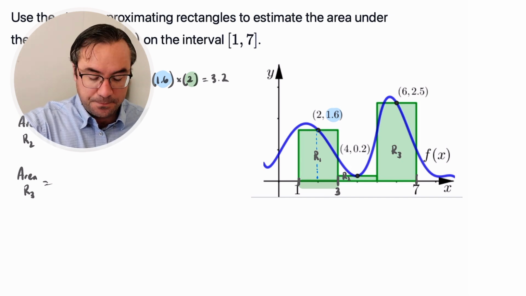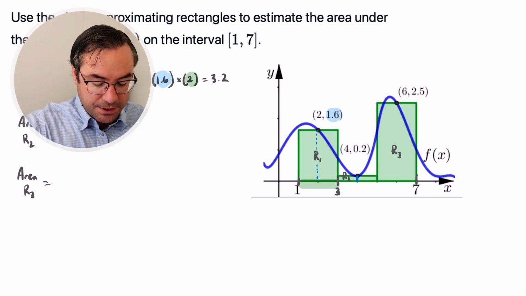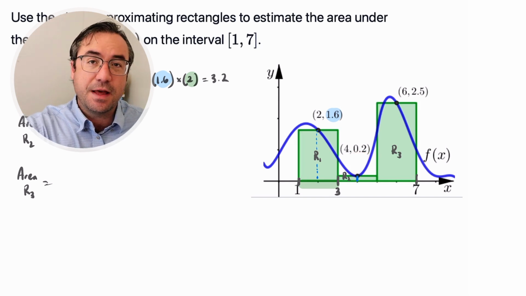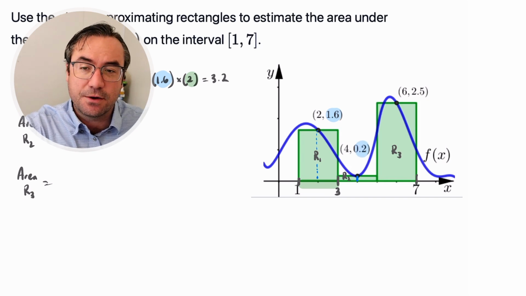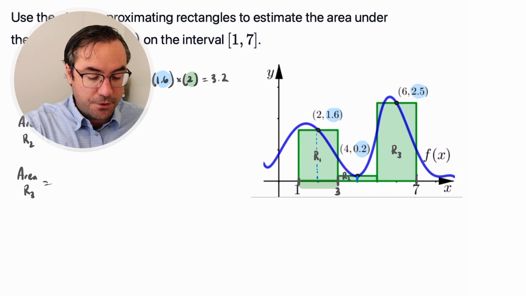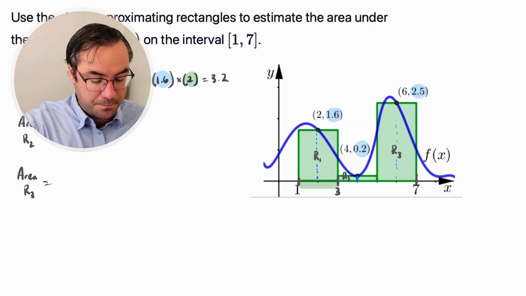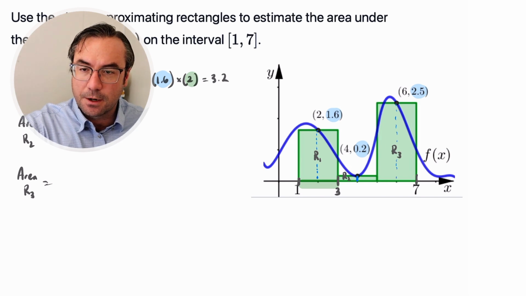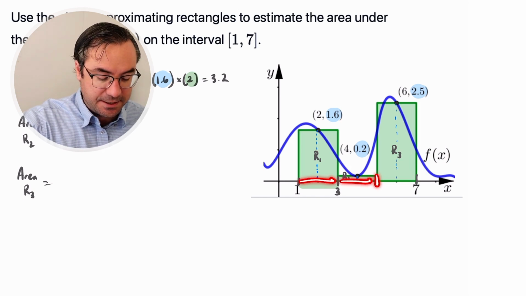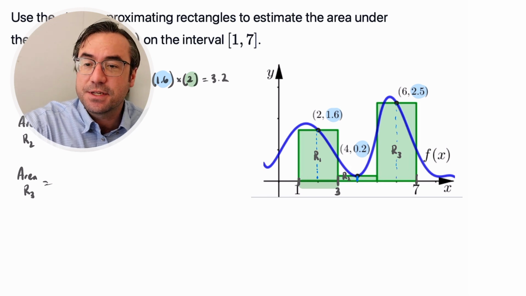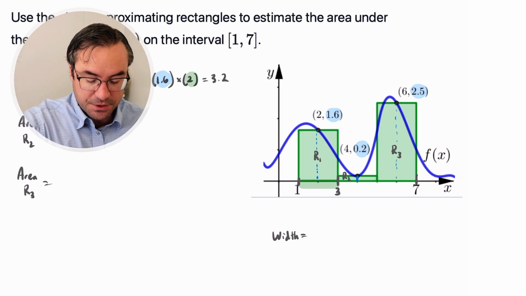For R2, we're using our x value at 4, and we're using our function value there to get the height of that second rectangle. So that's what this point 2 is. That's the height of our second rectangle. And then for our third rectangle, we're using 2.5. All right. And the way we've done this is we've sliced up our x-axis so that each of these rectangles has the same width. So we can actually figure out the width using some calculations.